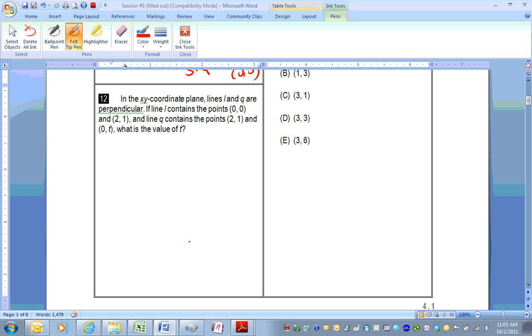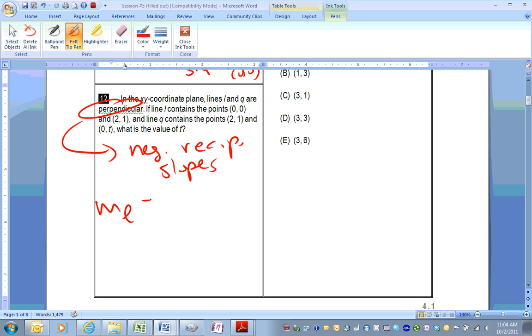So what does that mean with the perpendicular slopes? So we want perpendicular, negative reciprocal slopes. So let's find the slope for line L, because we're already given the coordinates. What's the slope for line L going to be? Half, right? So slope for line Q has to be what then? -2.